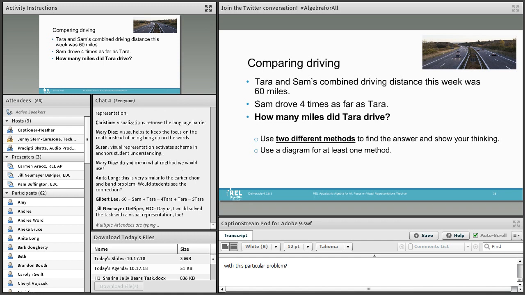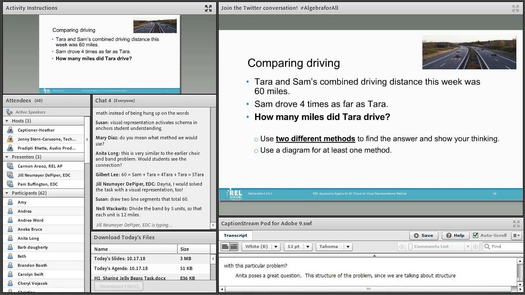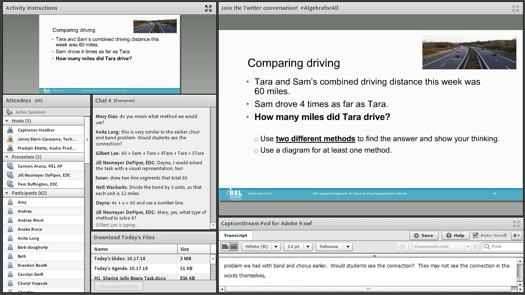Anita poses a great question. This structure of the problem, since we're talking about structure, is very similar to the problem we had with band and chorus earlier. Would students see the connection? They may not see the connection in the words themselves, but once we start to put this problem into a representation, they may begin to start to see the relationship.